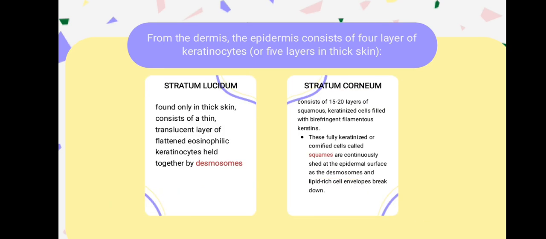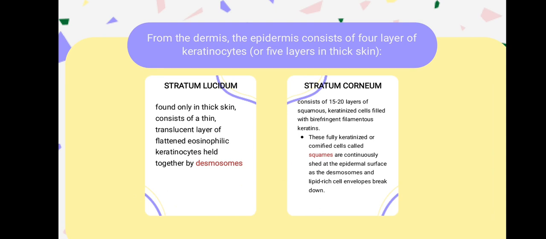Fourth is the stratum lucidum, which is found only in thick skin. It consists of a thin translucent layer of flattened eosinophilic keratinocytes held together by desmosomes. Nuclei and organelles have been lost, and the cytoplasm consists almost exclusively of packed keratin filaments embedded in an electron-dense matrix. Last one is the stratum corneum, which consists of 15 to 20 layers of squamous keratinized cells filled with birefringent filamentous keratins.